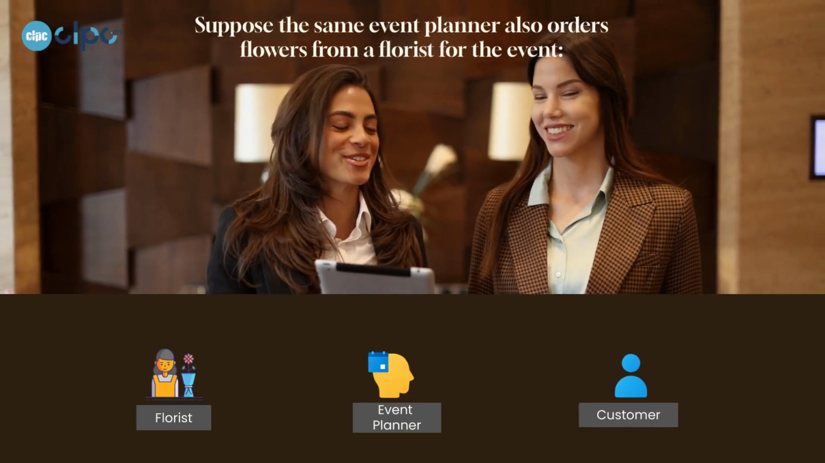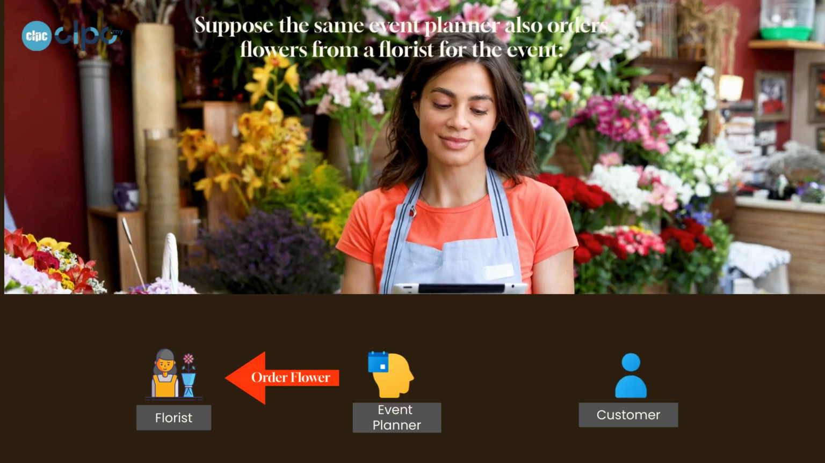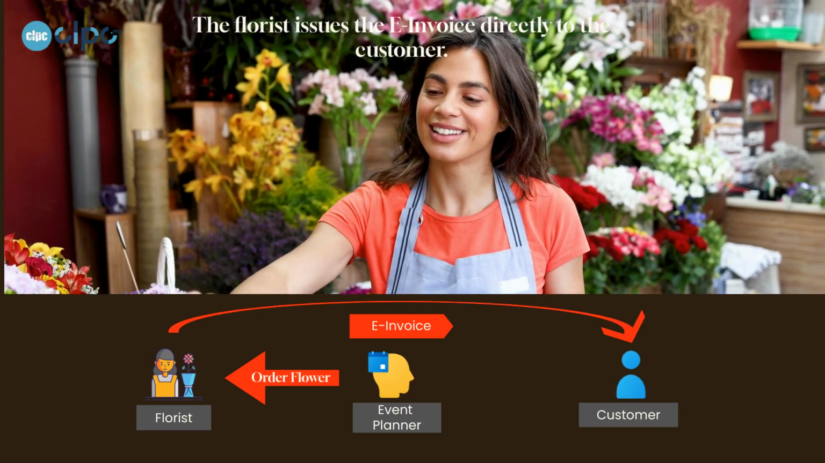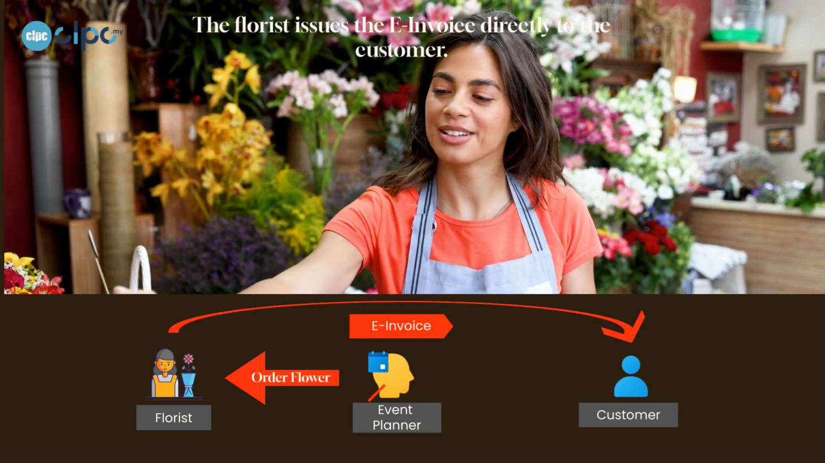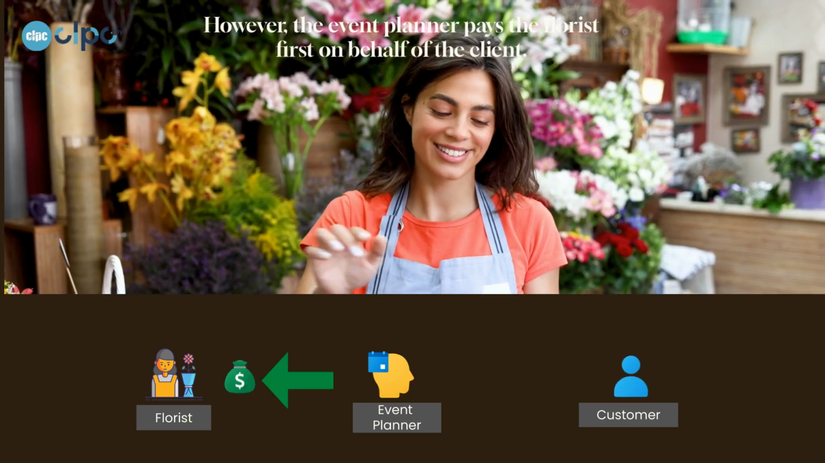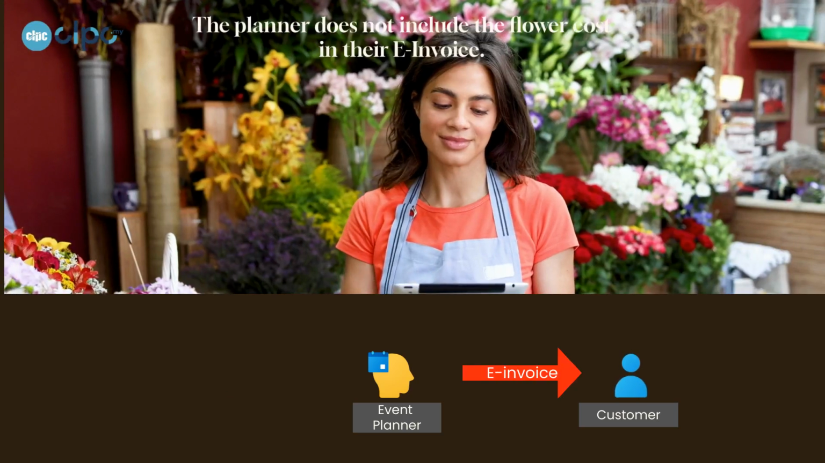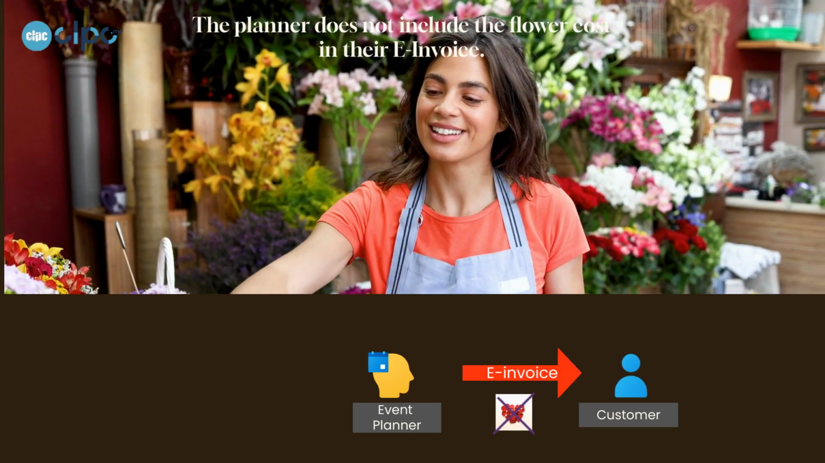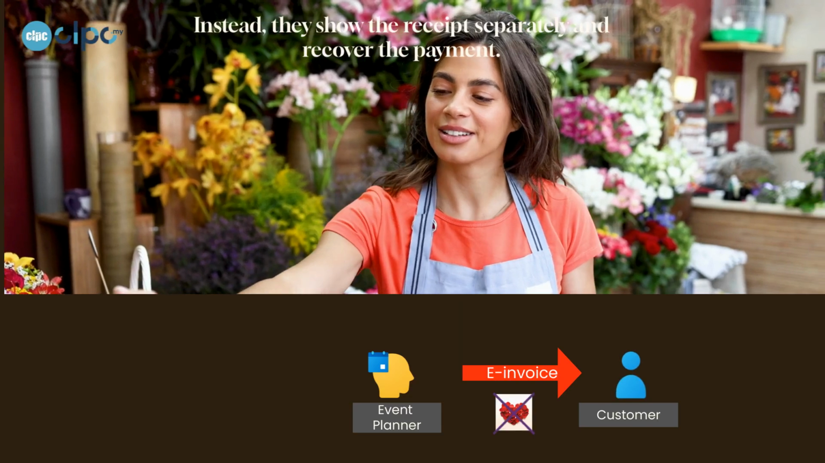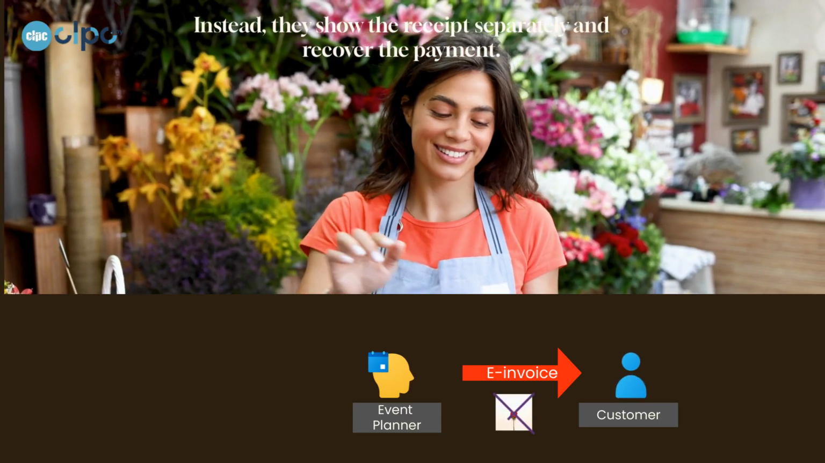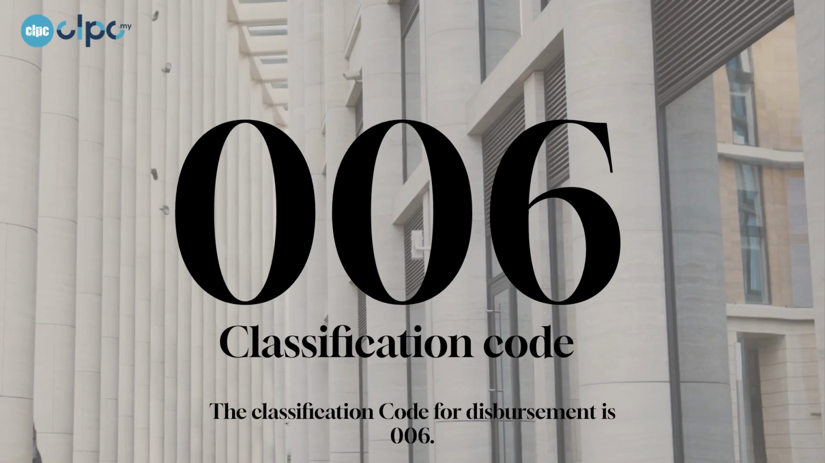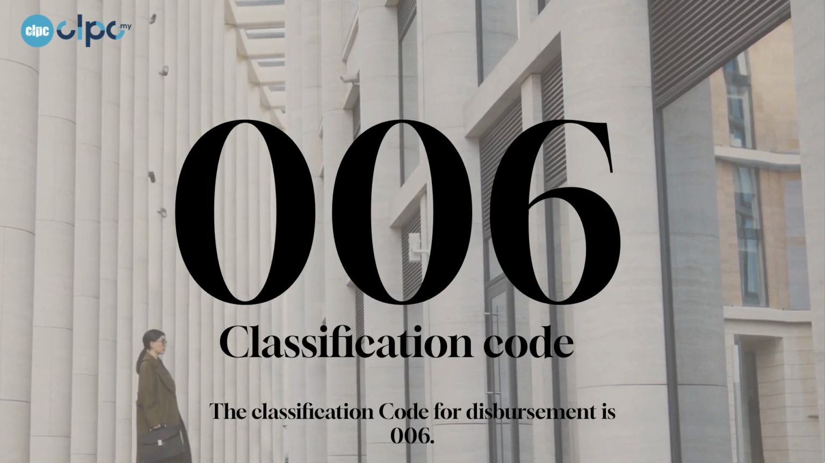Suppose the same event planner also orders flowers from a florist for the event. The florist issues the e-invoice directly to the customer. However, the event planner pays the florist first on behalf of the client. When billing the customer, the planner does not include the flower cost in their e-invoice. Instead, they show the receipts separately and recover the payment. The classification code for disbursement is 006.